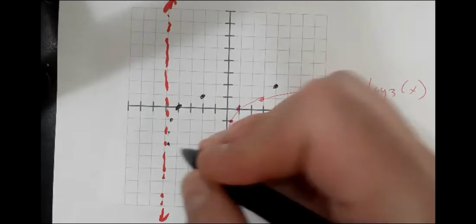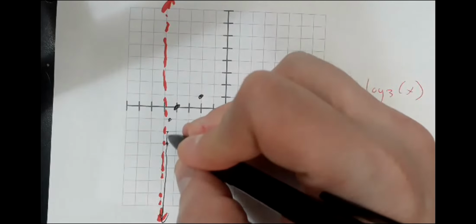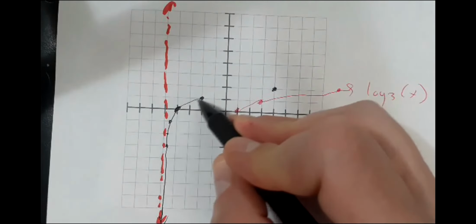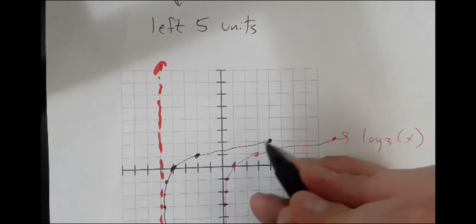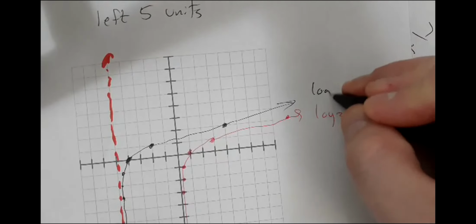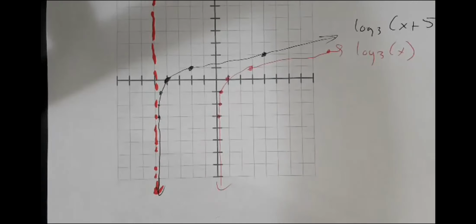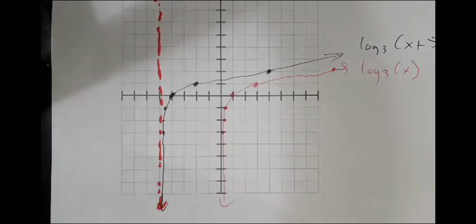I think that should give me the previous shape for my graph. Close here, but this is not going to pass the asymptote. And connecting these points should look something similar to that. And this is log base 3 of x plus 5. It's the same graph moved to the left 5. And that is the final graph on this thing.